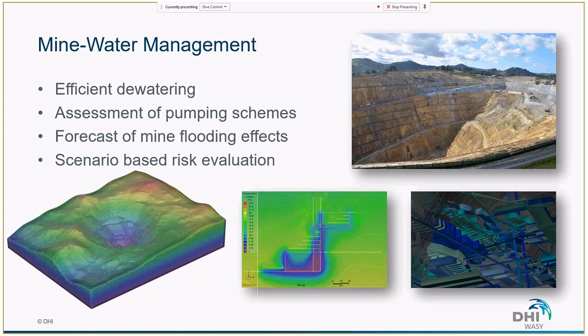This can be done with multiple scripting capabilities of the software, so you either can write your own scripts and produce these multiple scenarios, or you can use our interface with FEPS to solve the inverse problem and identify the position of the wells to have the minimum cost and the maximum efficiency. Other typical tasks here: forecast of mine flooding effects, a scenario-based risk evaluation. So what is the worst case scenario? Maybe there is an infiltration from the tailing system to the groundwater system, so you want to avoid these cases. You can also run a FEPS optimization in predictive mode to estimate the worst case scenario here.